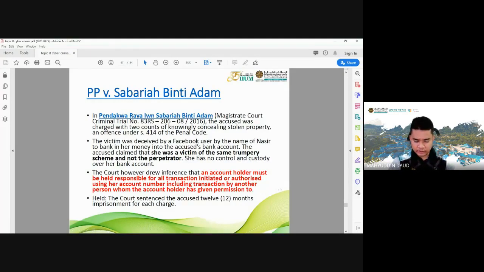But the court here drew an inference. The court said that an account holder must be held responsible for all transactions initiated or authorized using her account, and she has to know as well to whom she gives permission to have a transaction. So in this case, the court said that she was found guilty of having assisted the scam. And here she was sentenced accordingly.